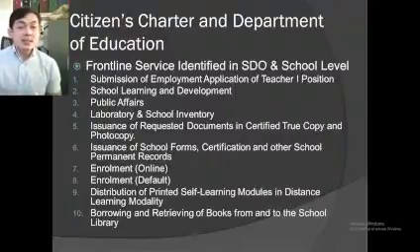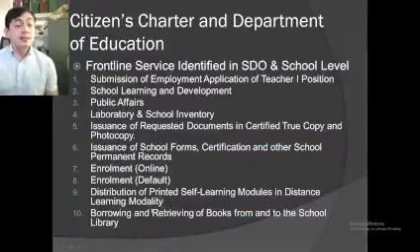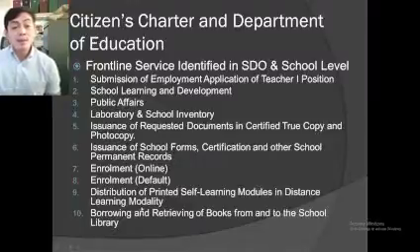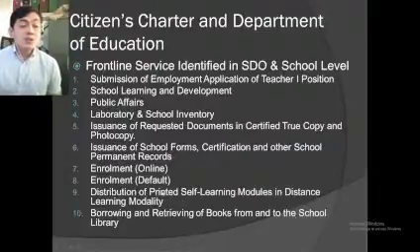In the SDO and school level, there were 10. These are the following: submission of employment application for Teacher 1 position, school learning and development, the public affairs. It was added: laboratory and school inventory, and issuance of requested documents, certified true copy, and issuance of school forms.